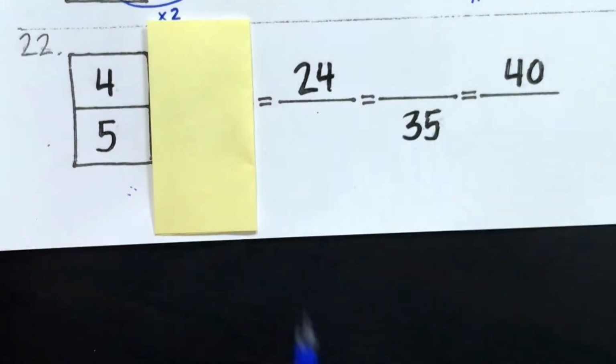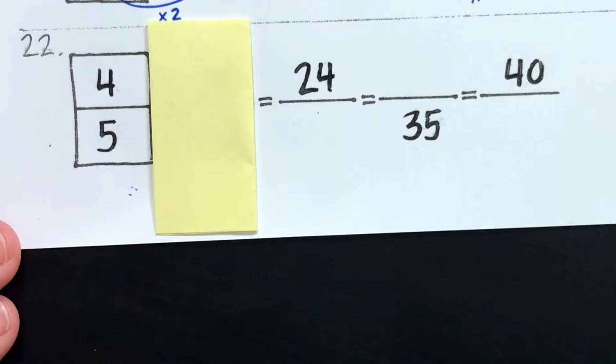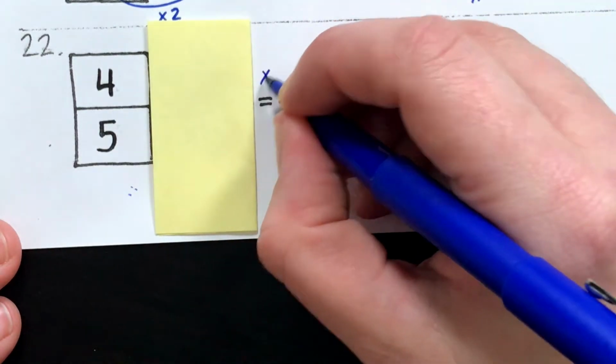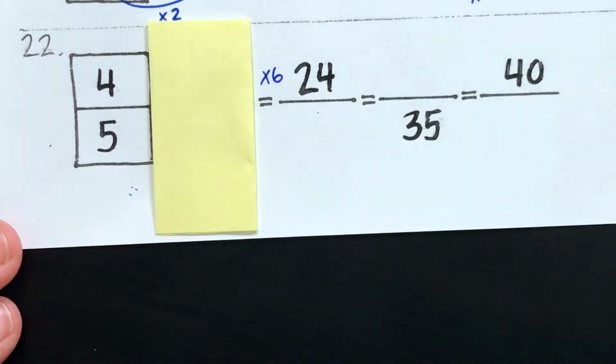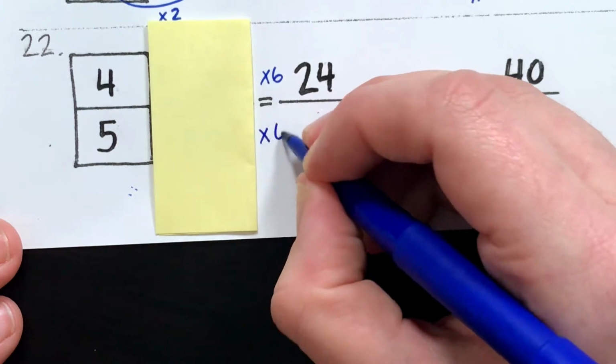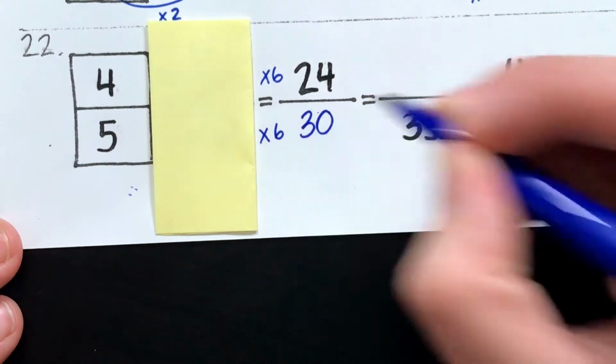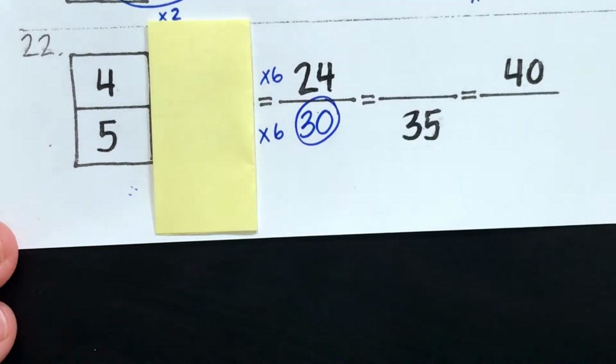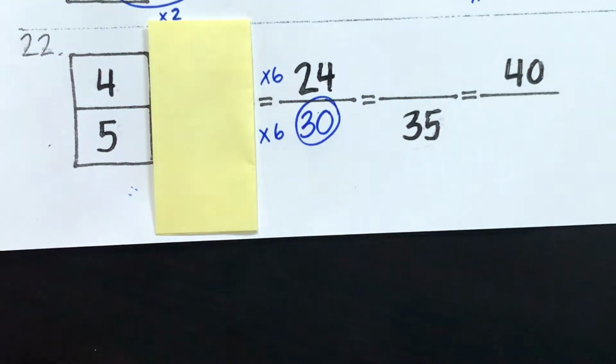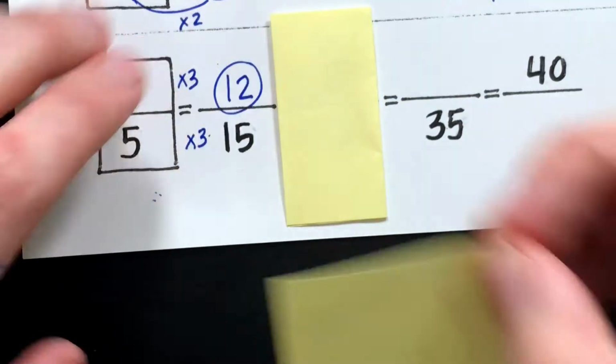Okay, cover that up. What's our connection between 4 and 24? 6. 4 times 6 is 24. Do the same thing on the bottom. 5 times 6 is 30. 30 is our second mystery number. Okay.